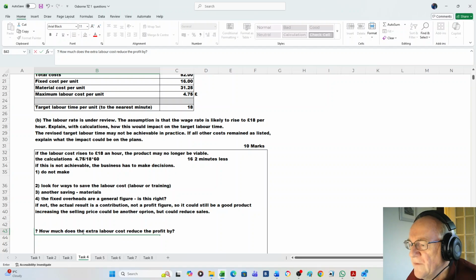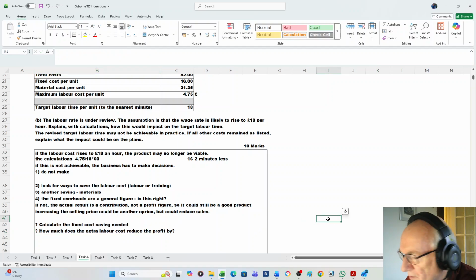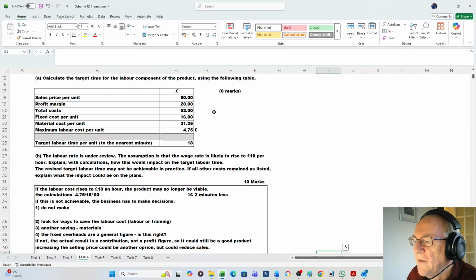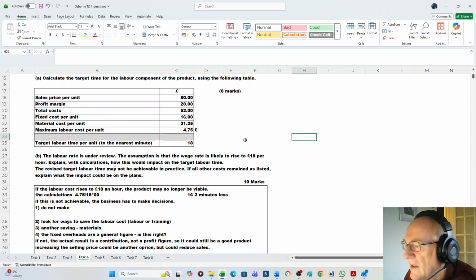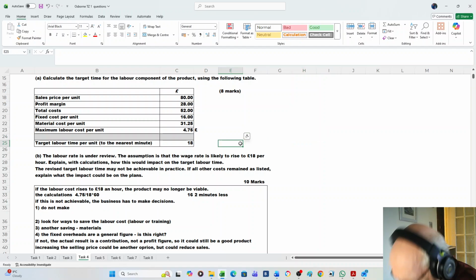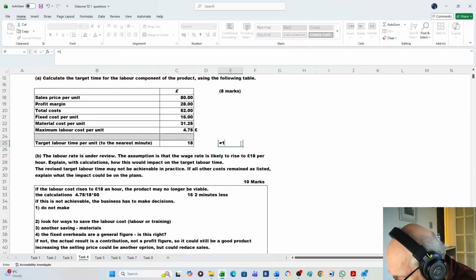So loads of room for development in this question. So in other words, just do the sums. It's now taking 16 minutes. So actually okay, why not work it out? Okay, equals 16 over 60 times 18.